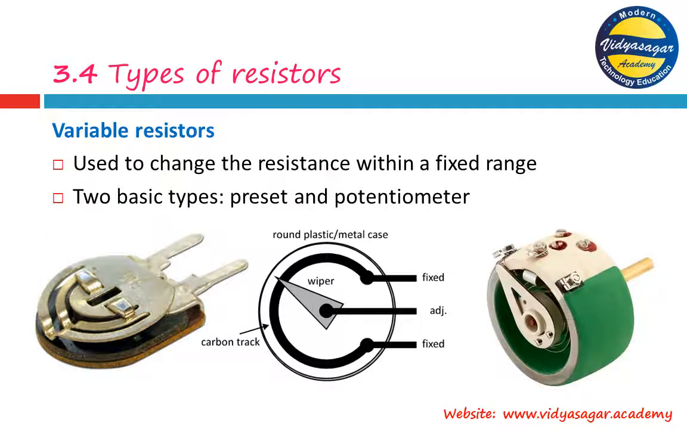Now there are two more types generally known as variable resistors. They are of two types. Preset resistors, which can be set only occasionally, not regularly, and the other one is a potentiometer. The left one shown is a preset which is to be adjusted using a small screwdriver or aligner, and the right one, green, is known as a potentiometer. Both are used to change the resistance within a fixed range.